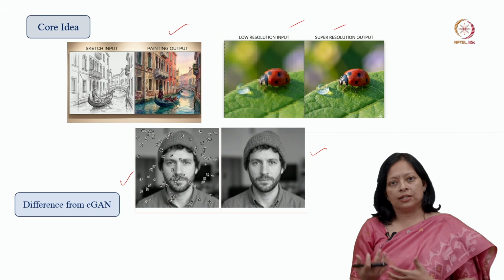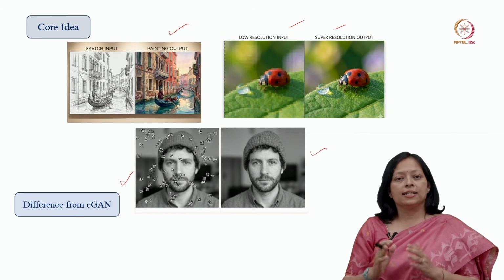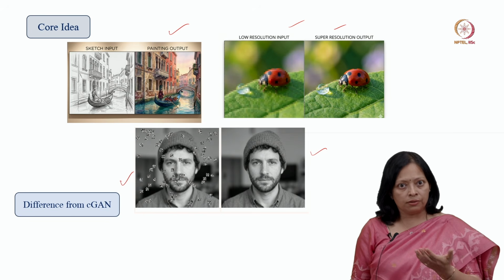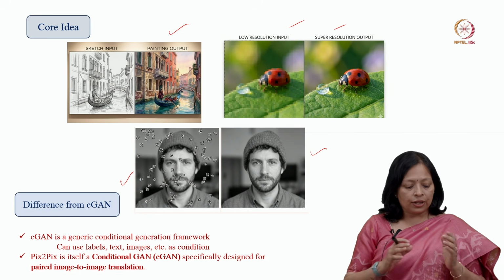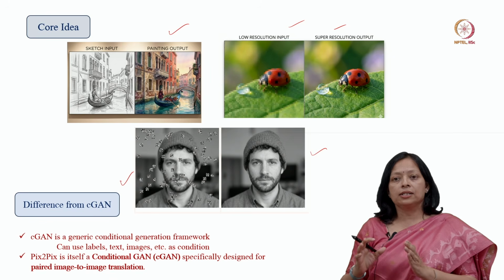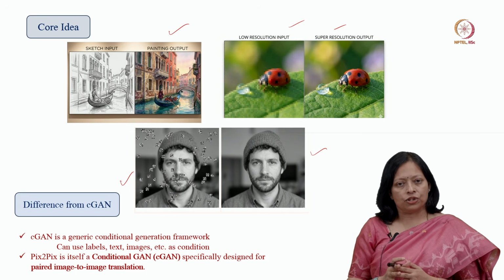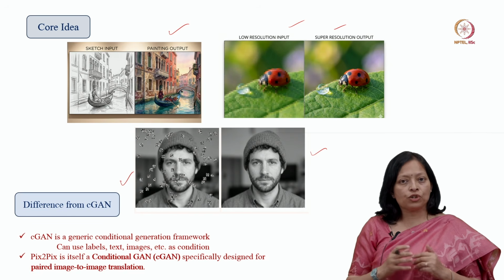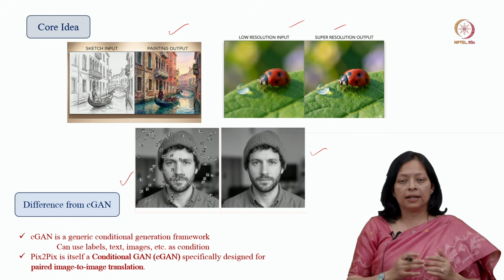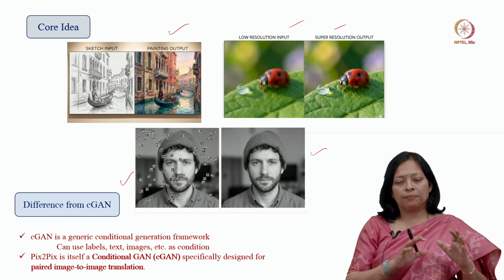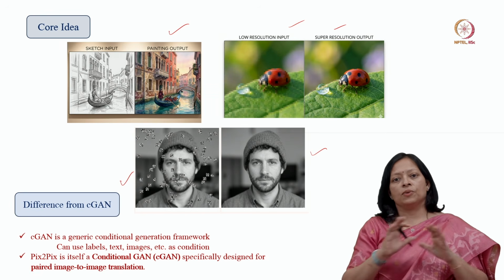Now, what is the difference between conditional GANs or CGANs and this Pix2Pix? Pix2Pix basically is a type of conditional GAN. It is a specialized conditional GAN. Now, what is the difference from the normal conditional GAN? Why is it specialized? Where exactly is the difference? We will try to see that. So, conditional GAN is a generic conditional generation framework. Okay. So, it is very generic, can use labels, text, images, etc. as the condition. So, it is a generalized framework, whereas Pix2Pix is a specific type of conditional GAN which is specifically designed for paired image to image translation. Okay. So, this Pix2Pix has a little bit of certain changes in the architecture which helps it for an image to image translation task. Okay.